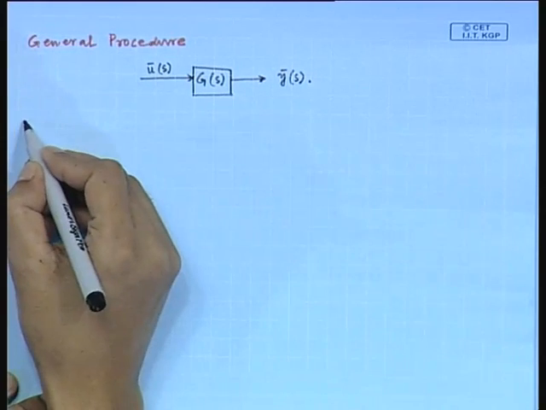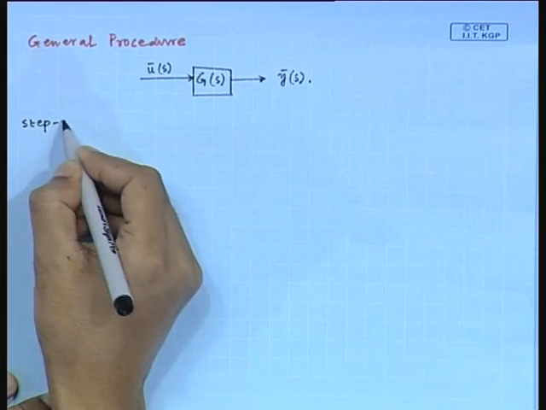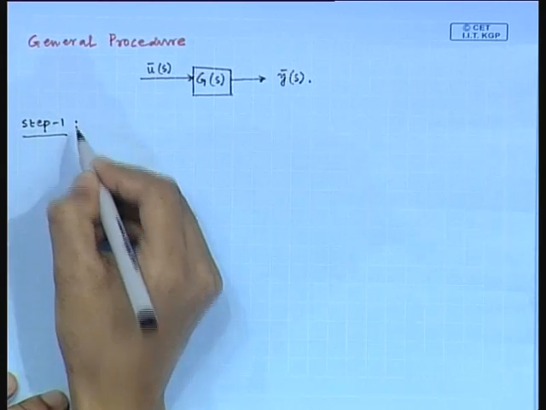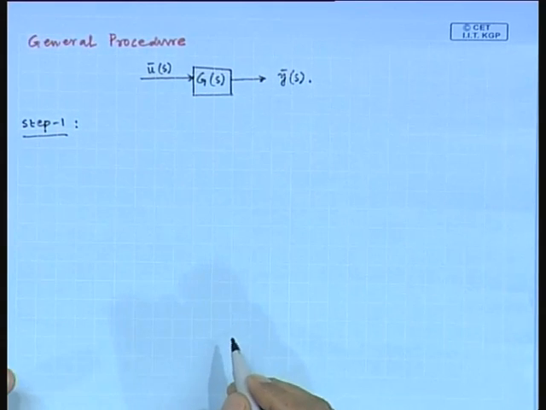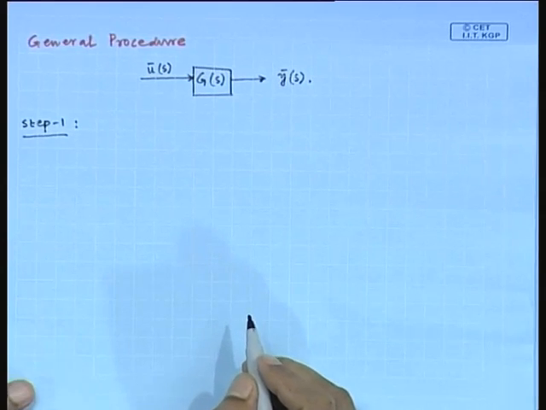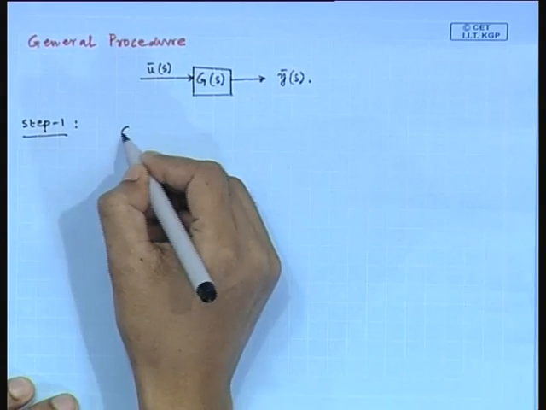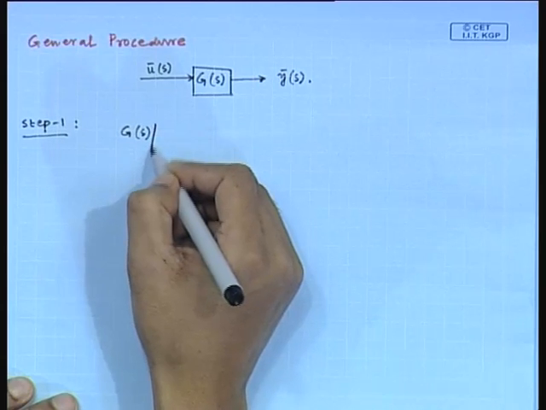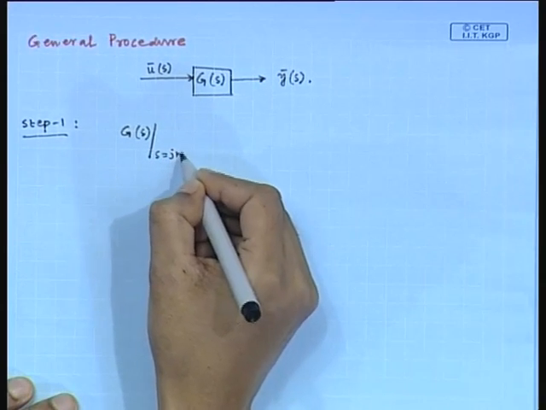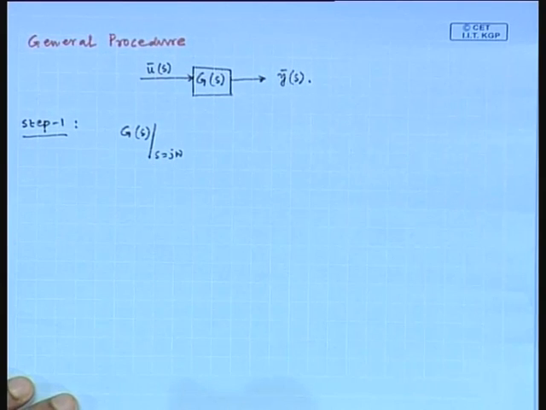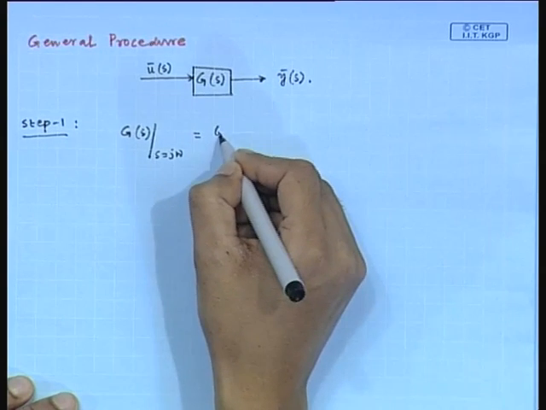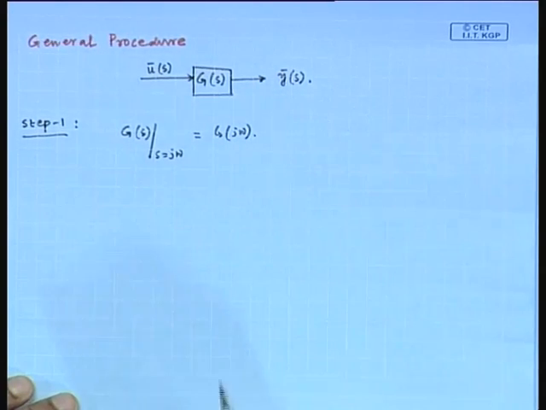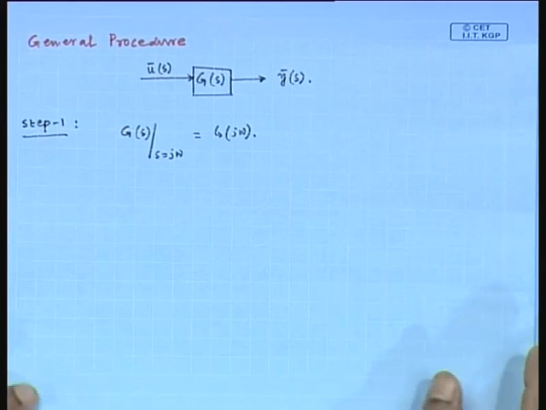In the first step, we should replace s by j omega to obtain the frequency response transfer function. This is step 1. Substitute s equals j omega and find the frequency response transfer function.